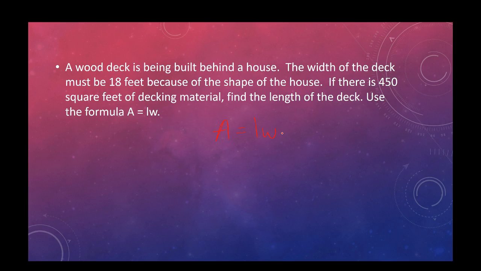So it says the width of the deck is 18 feet, so that's going to go in here with our W. It says if there is 450 square feet of decking, because that has a dimension of square feet, remember a square unit is always representing the area of a figure. Whether it said square feet, square inches, or square miles, that square indicates that the 450 is the area of that shape. So that's how I know it's going to go into that A in that formula. And then I'm left with this L.